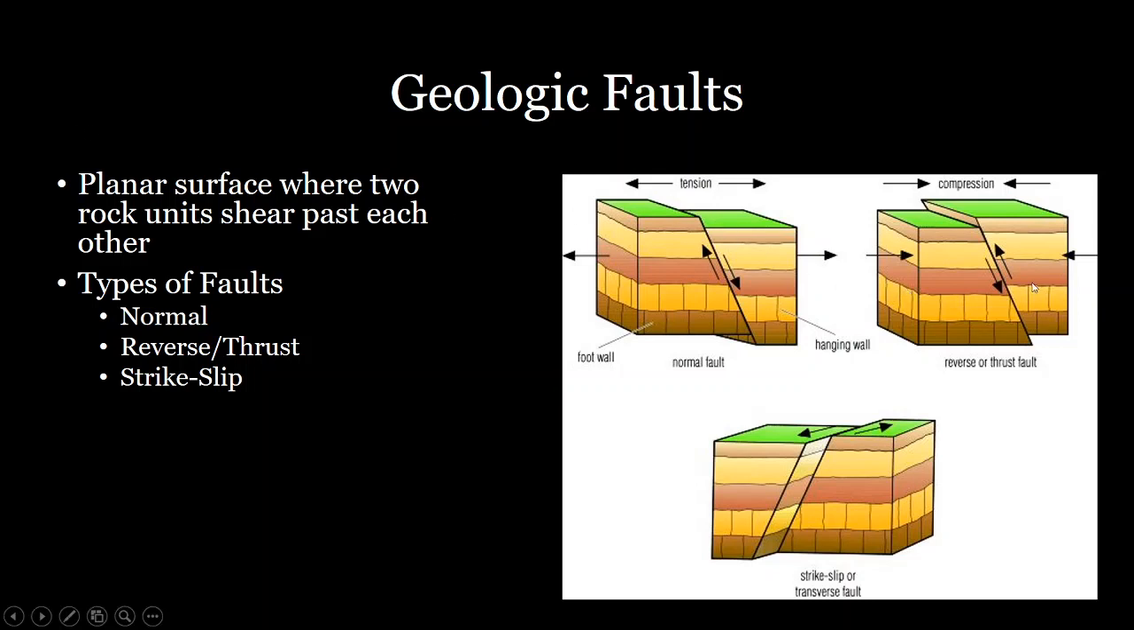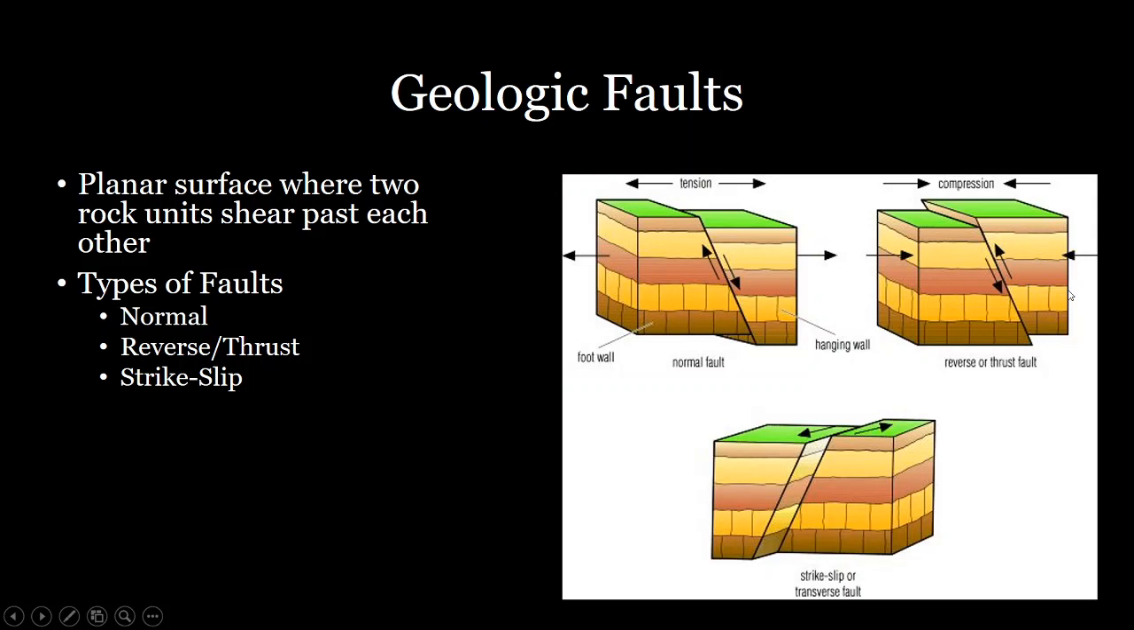A reverse fault or a thrust fault is the opposite. A reverse fault is just when that hanging wall here, the wall that's on top of the plane between the two layers, moves upward.